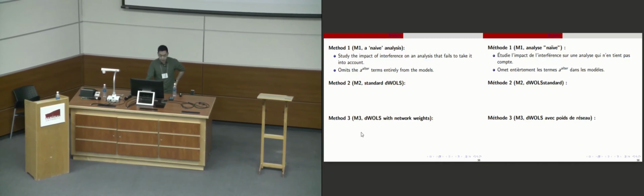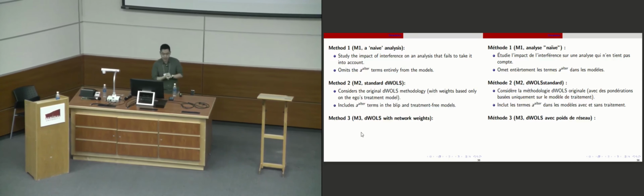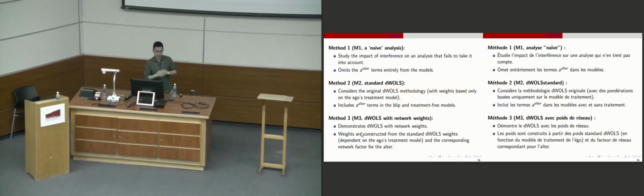So we also have three methods to investigate this smoking cessation. The first method is a naive analysis. We omit the neighbor's treatment. The second method is the standard DeWatt Wallace. We include the alter as one term in the blip model and the treatment-free model. But this method uses the standard DeWatt Wallace. And finally, as the simulation demonstrated, we use the network Wallace in our model 3 here.